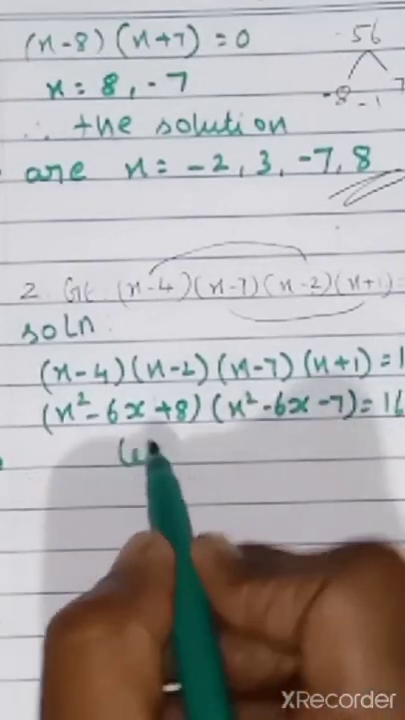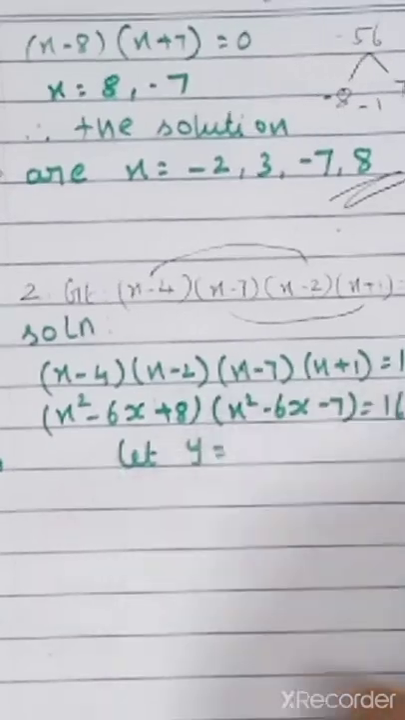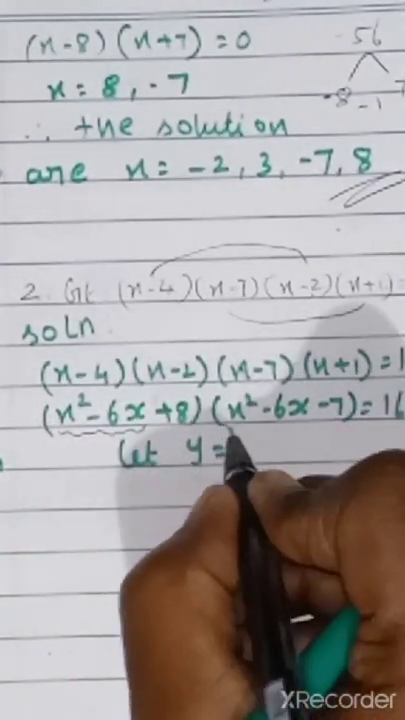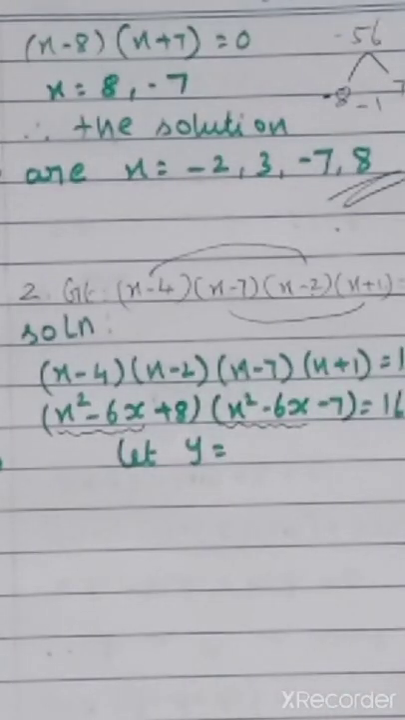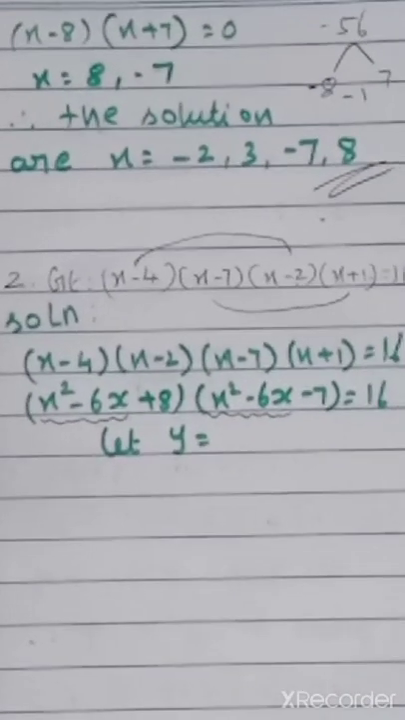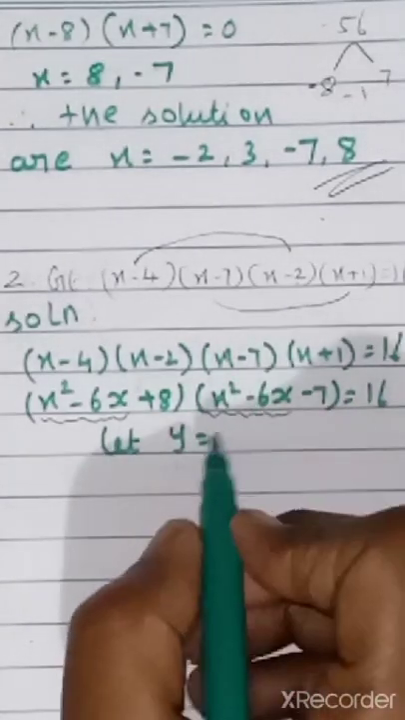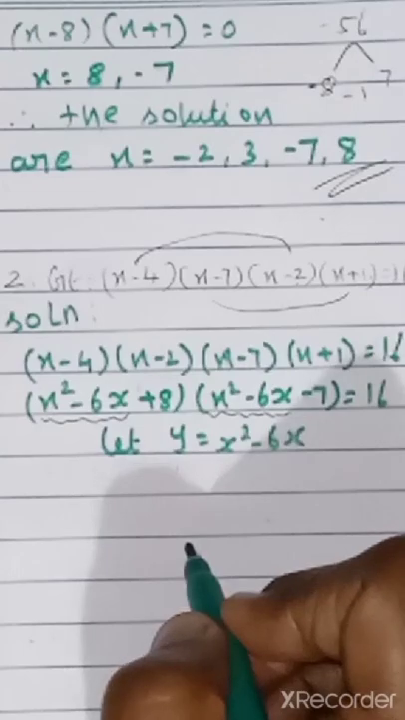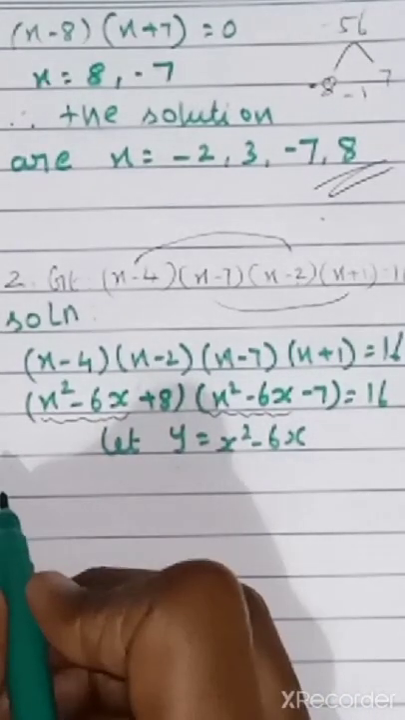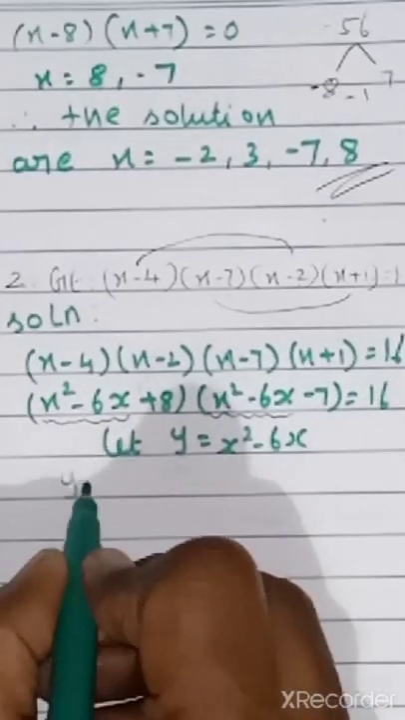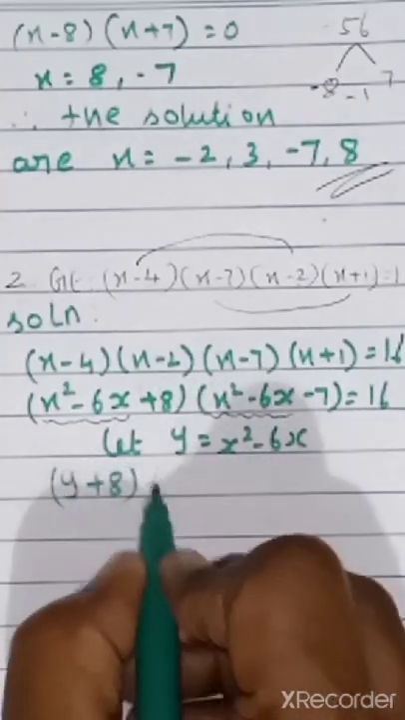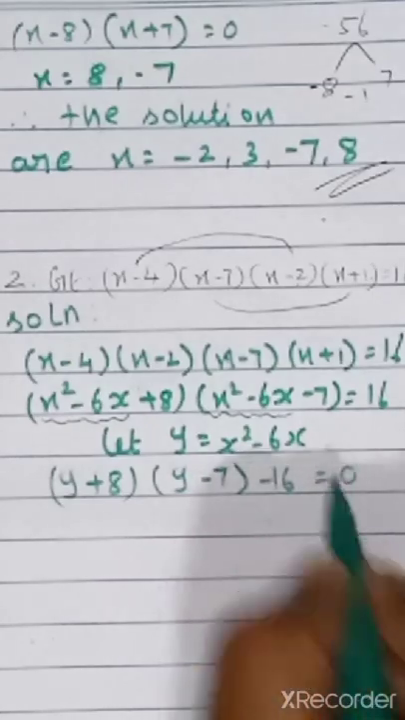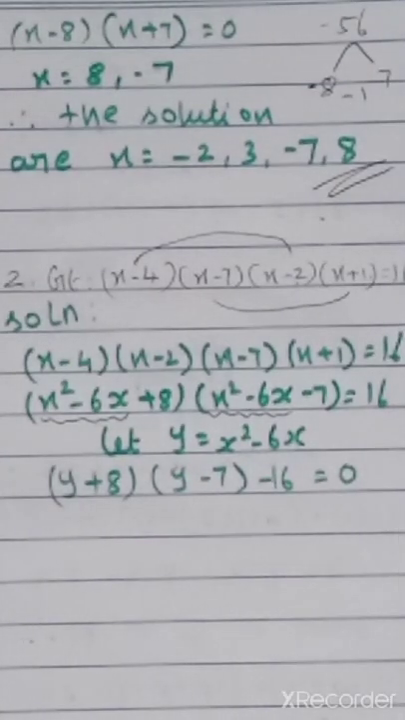Now what do we have to do? Let y equal to, see, are these two terms the same? This term and this term are one and the same. Yes, so since they are equal, what can we do? Instead of that you can take y is equal to x square minus 6x. Correct? Now how can you rewrite that equation? y plus 8 into y minus 7 minus 16 equal to 0. Is that right?